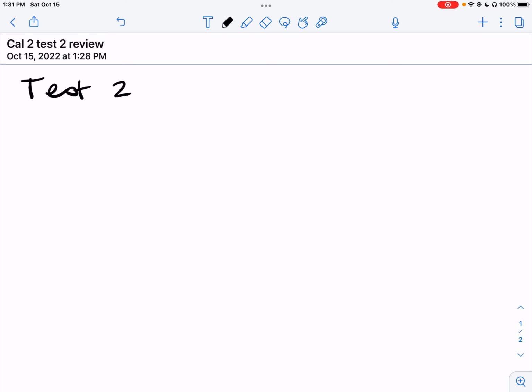Test 2 review. The first section is finding derivatives.